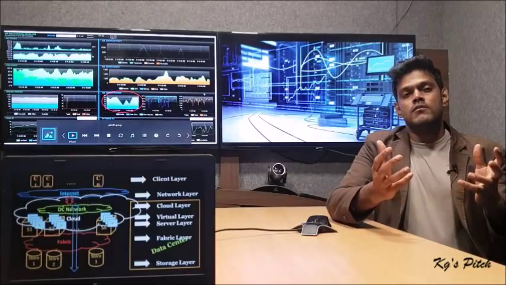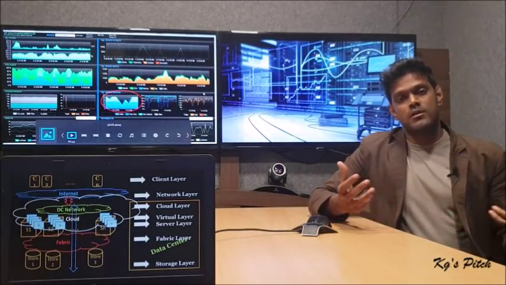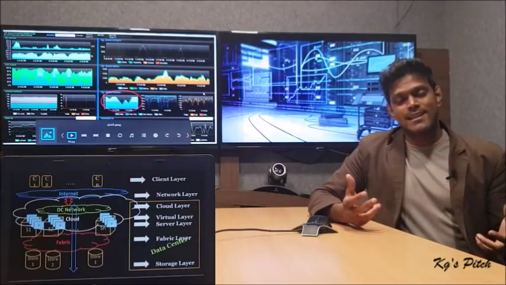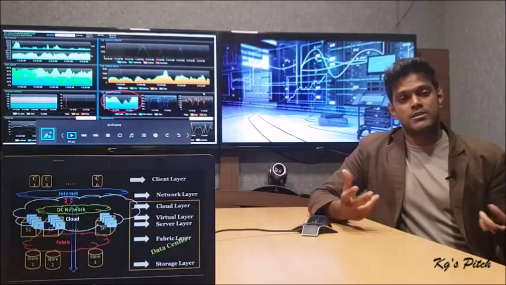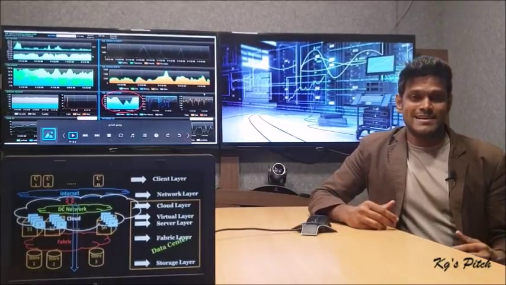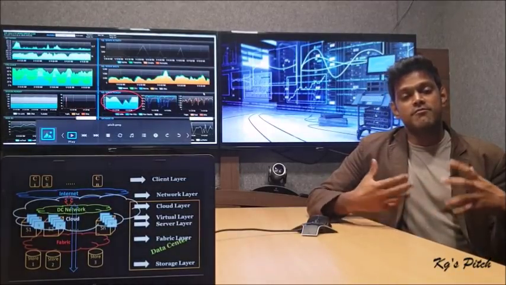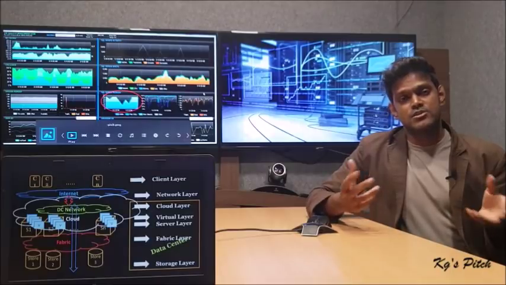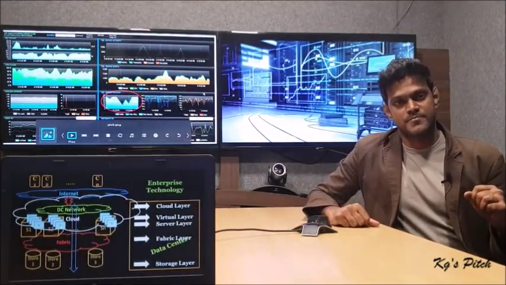Now, if I'm a large enterprise, a global service provider, or a product company which caters to customers across the globe, then my services and infrastructure should be hosted across the globe for better customer service. In those scenarios, I might end up having more than one data center. So these five layers, irrespective of whether they are housed in one site or multiple sites, together are what we term enterprise technology.